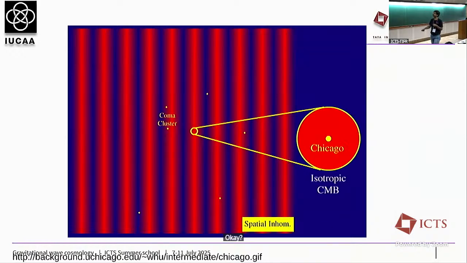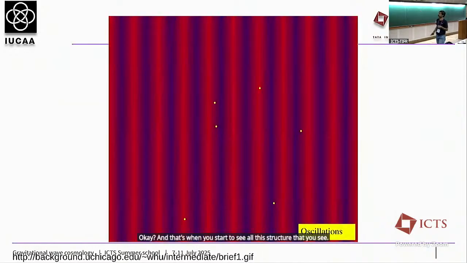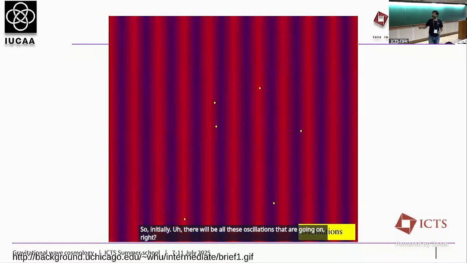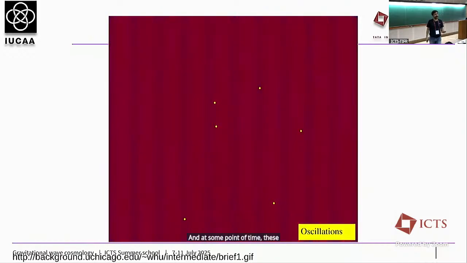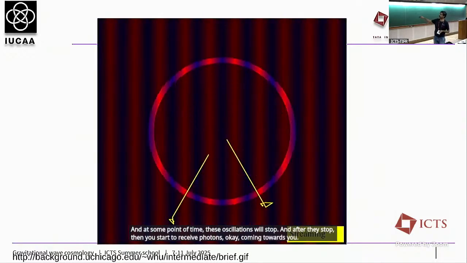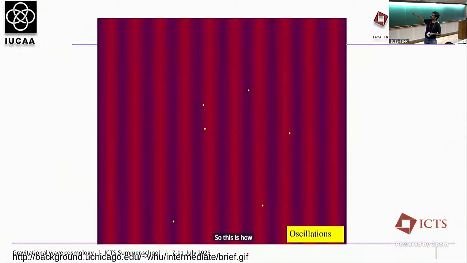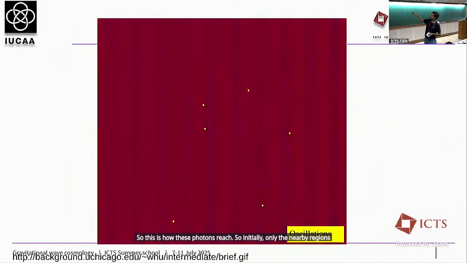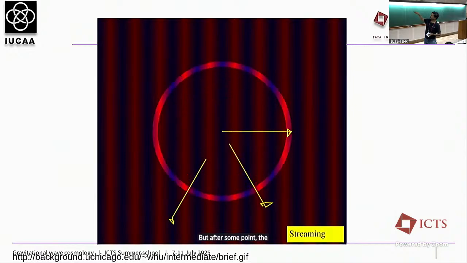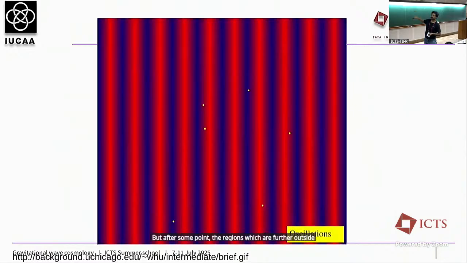Okay. And that's when you start to see all this structure that you see here. Okay, so initially there will be all these oscillations going on, right? And at some point of time these oscillations will stop. And after they stop, you start to receive photons coming towards you. So this is how these photons reach. Initially, only the nearby regions reach you. But after some point, the regions which are further outside start to reach you.